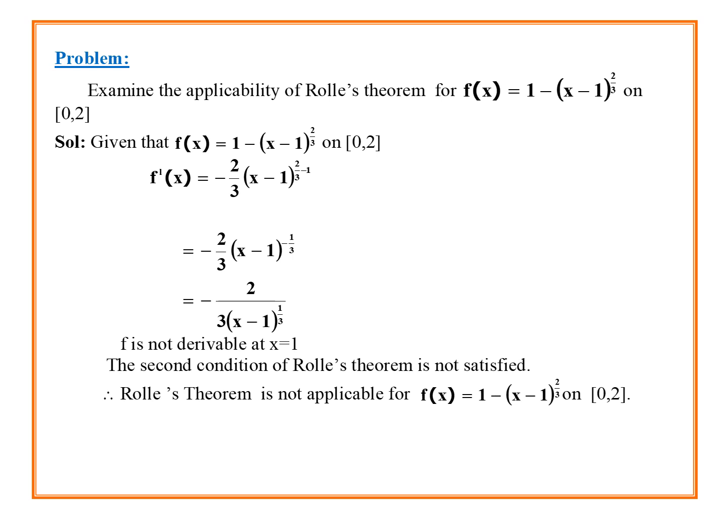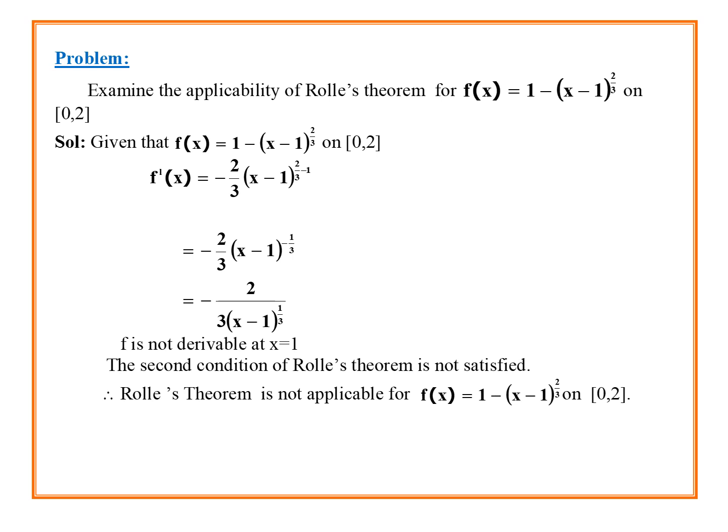Now the next problem on Rolle's theorem. Examine the applicability of Rolle's theorem for f(x) equals 1 minus (x minus 1) to the power of 2 by 3 on the closed interval [0, 2]. Solution. The given function is f(x) equals 1 minus (x minus 1) to the power of 2 by 3 on [0, 2].